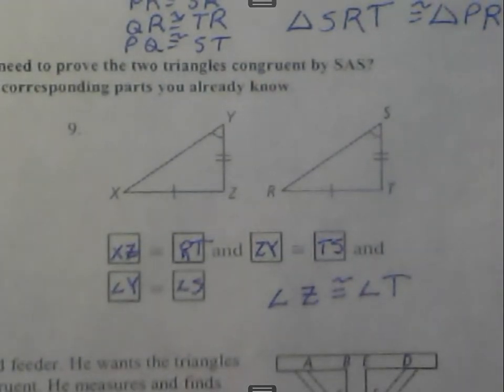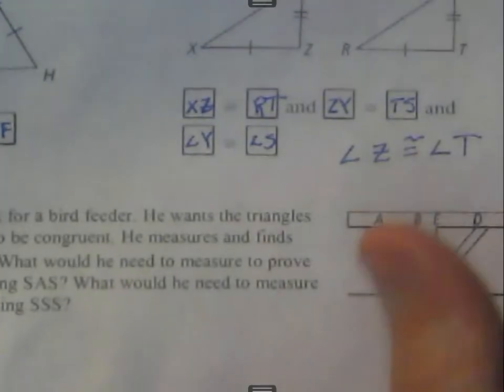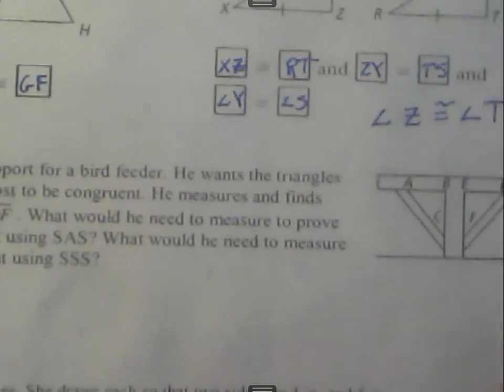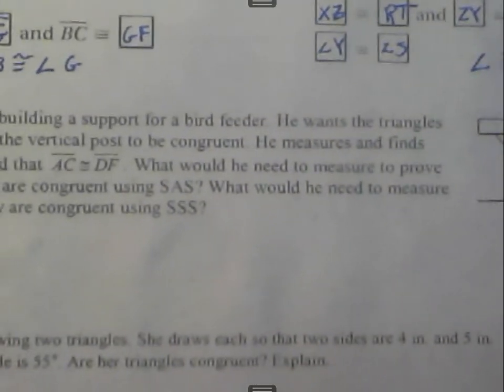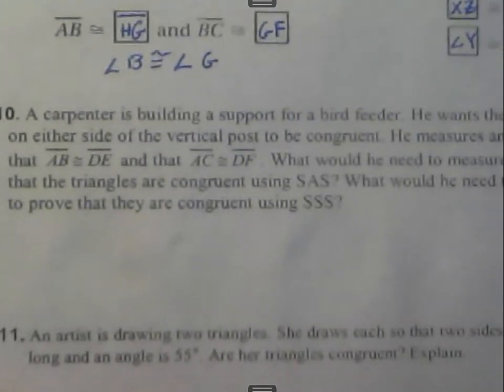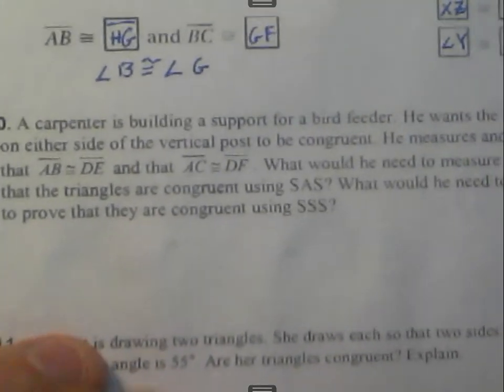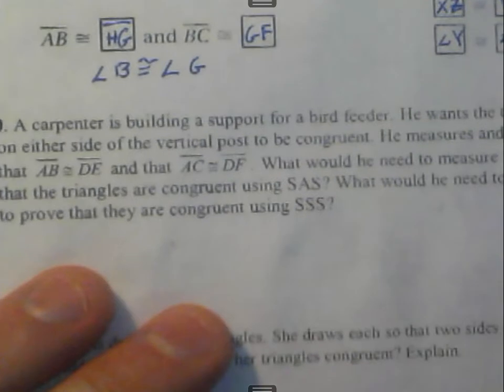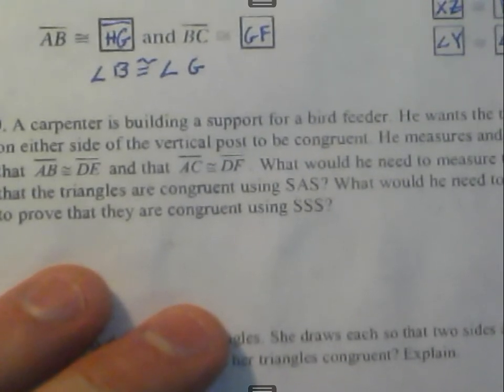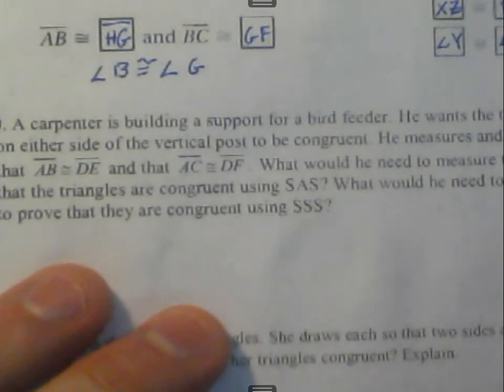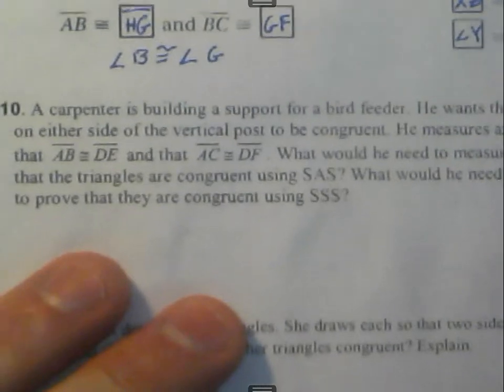Number 10, a carpenter is building a support for a bird feeder. He wants the triangles on either side of the vertical posts to be congruent. He measures and finds that AB is congruent to DE and that AC is congruent to DF. What would we need to measure to prove that the triangles are congruent using side angle side? What would we need to measure to prove that the triangles are congruent using side side side?